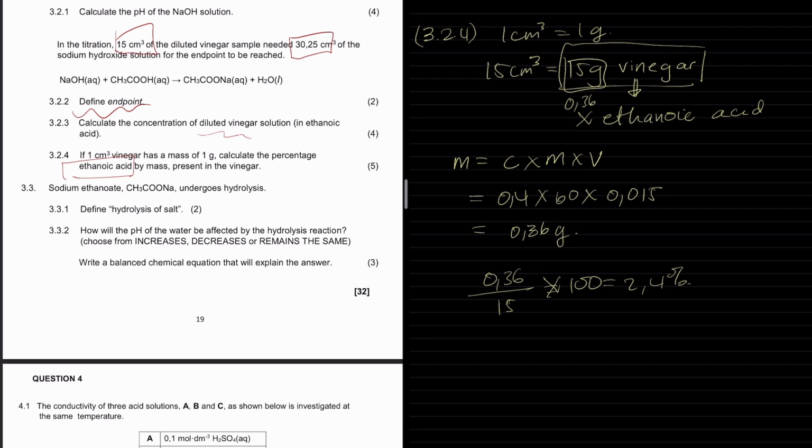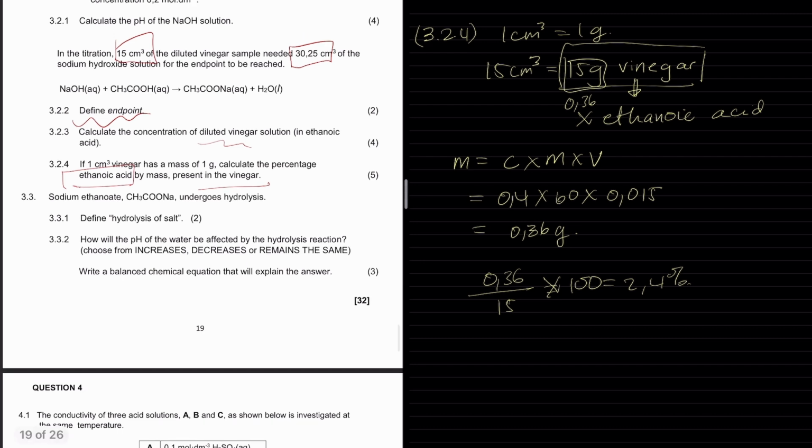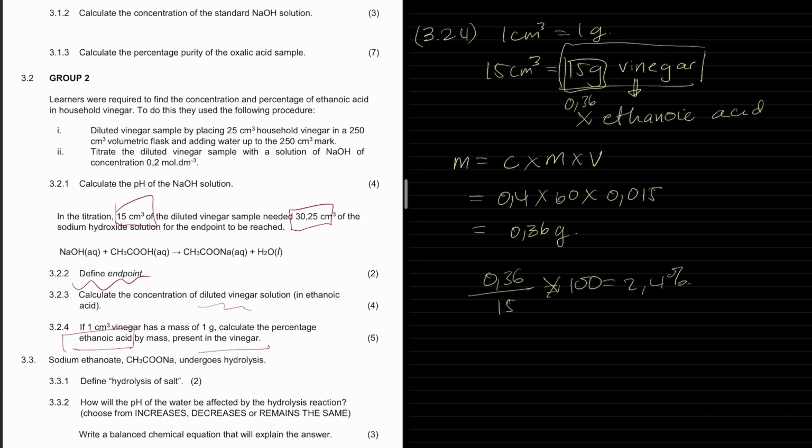However, it's important to note the question is asking for how much was in the original vinegar. This vinegar that we're talking about is a diluted amount, so we need to undo this dilution. Remember at the start, they tell us that there was 25 cm cubed. It was then diluted to 250 cm cubed. And from here, they took out 15 cm cubed.